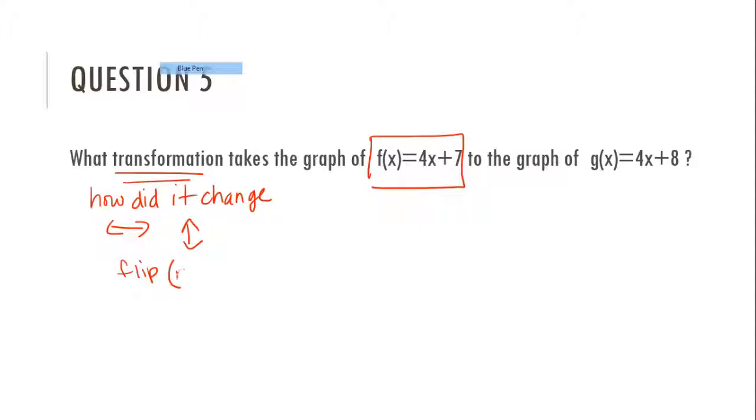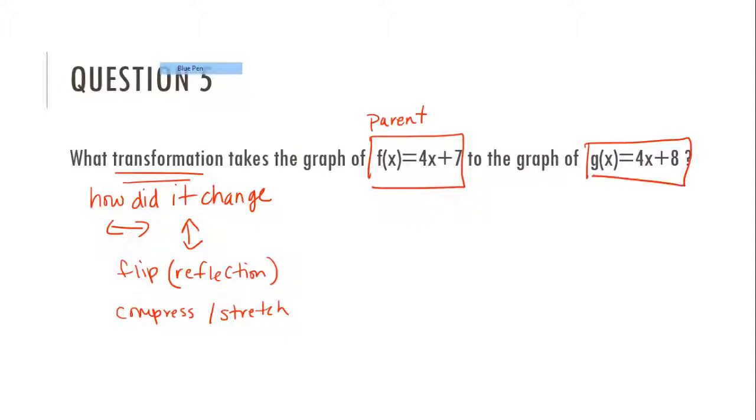I'm sorry, I'm drawing a blank here. That's my word for reflection. Or did we compress or stretch? Okay, those are all of the terms that I can use to describe the transformation or how it changed. So this is my parent function where I'm starting, and I want to know, how did I change to get here?